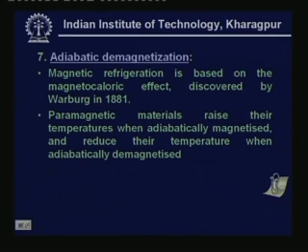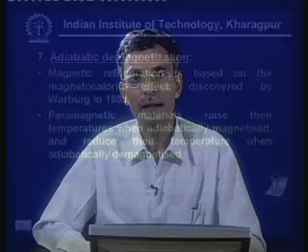Let us say that I have a paramagnetic material and I suddenly expose it to a very strong magnetic field. The atoms of the paramagnetic material align themselves in the direction of the magnetic field. This is an exothermic process, that means during this process the entropy of the material reduces and heat is rejected.